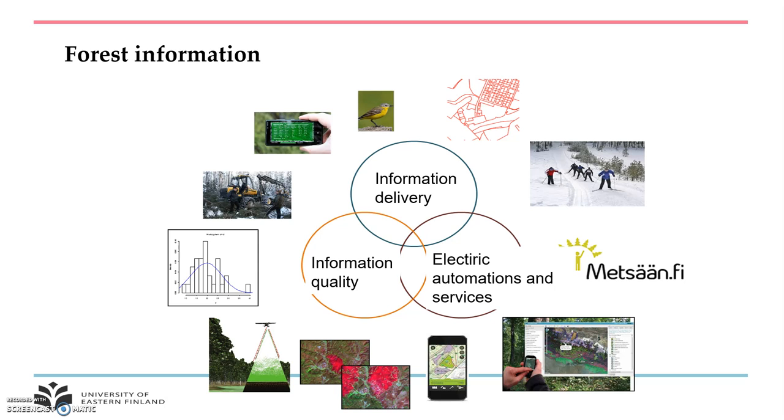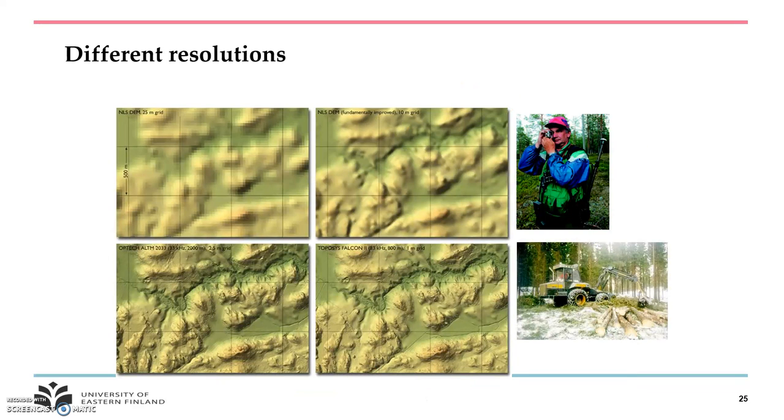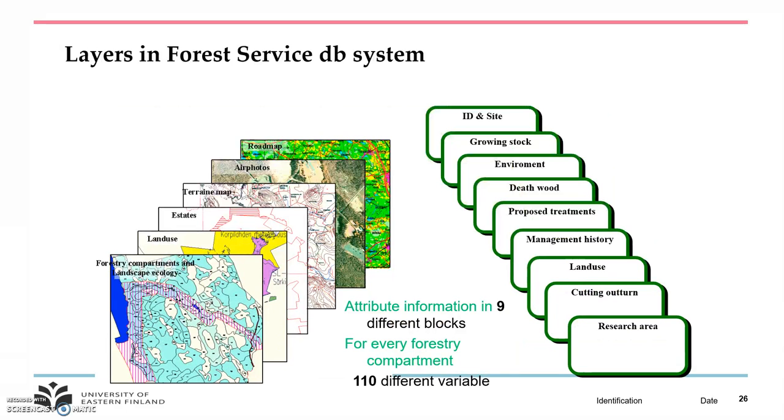The automation technology is now spreading. We have different sensors in harvester machinery and in mobile phones. Resolutions vary quite a lot, and nowadays we are using more and more very detailed 1 meter LiDAR grids covering our forests. In the end we have more than 100 parameters, different layers in our databases. This is one example of a Forest Service database, where we have a really huge set of different attributes.